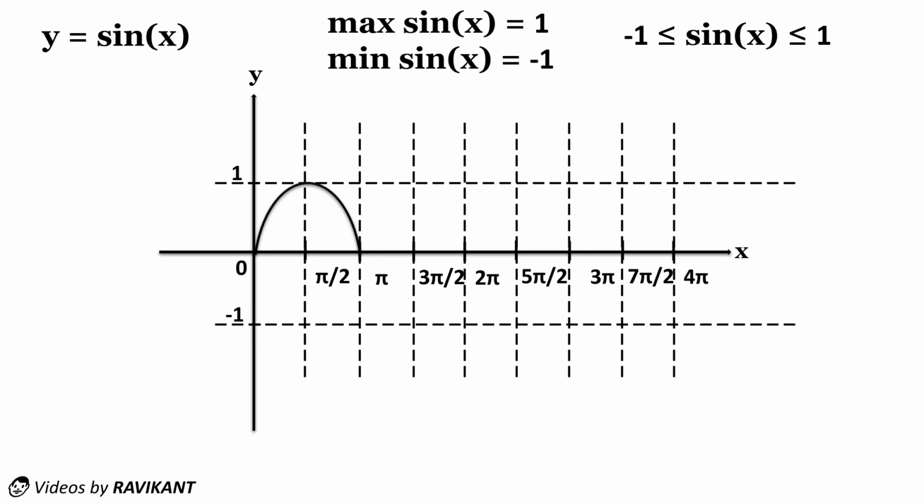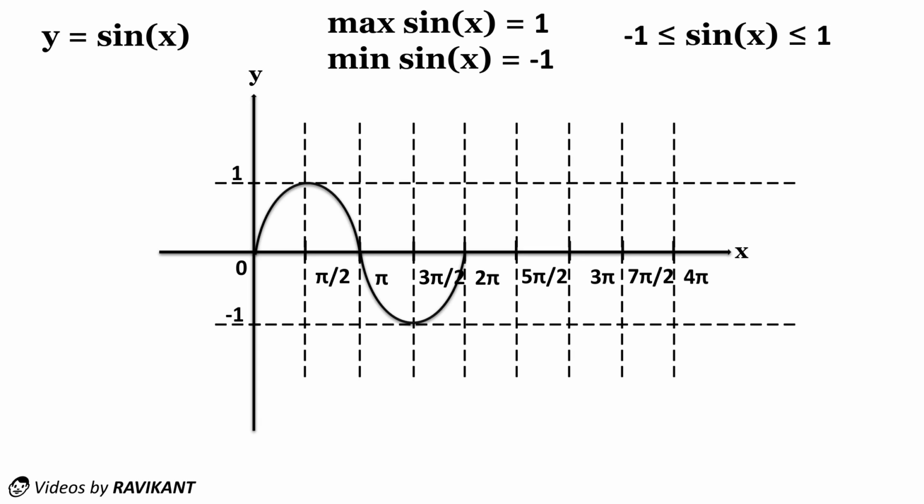Now we make this graph after pi. The graph between pi and 3 pi by 2 slightly decreases because in this interval we get negative values. And at 3 pi by 2 it gives exactly minus 1. After 3 pi by 2 to 2 pi, the graph increases again. So between pi and 2 pi, the graph looks like this.